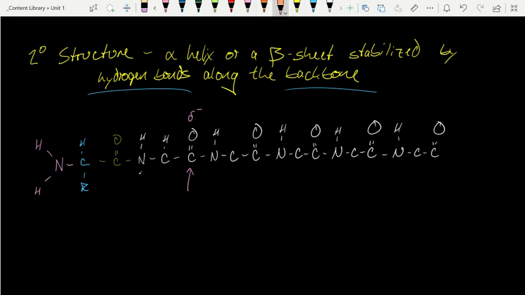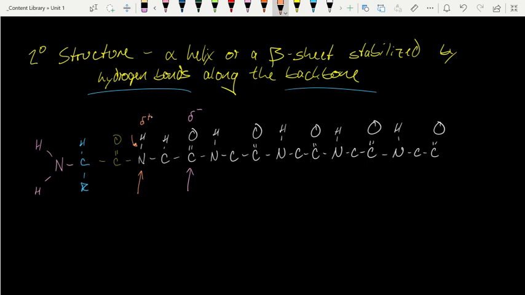In contrast, if we look at the nitrogen bound to a hydrogen, this bond right here is also a polar covalent bond. But because nitrogen is more electronegative than hydrogen, that puts a partial positive on that hydrogen. So now we can see how these hydrogen bonds are going to form, and it's going to be along the backbone.